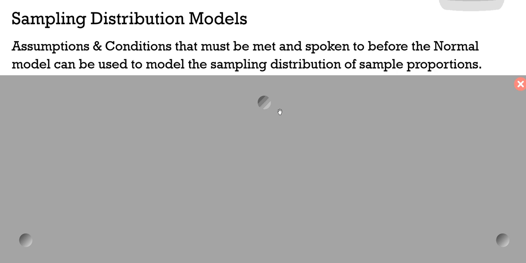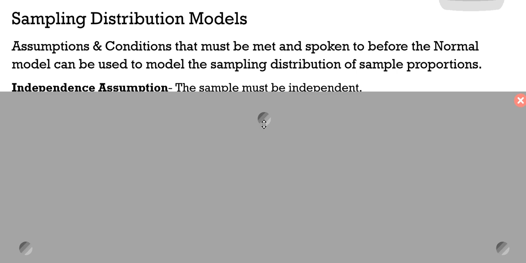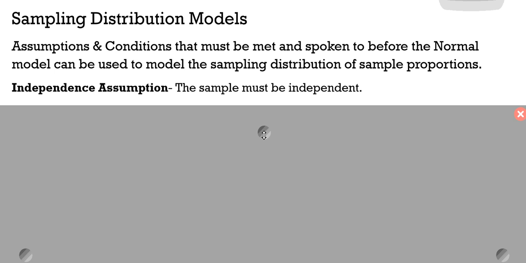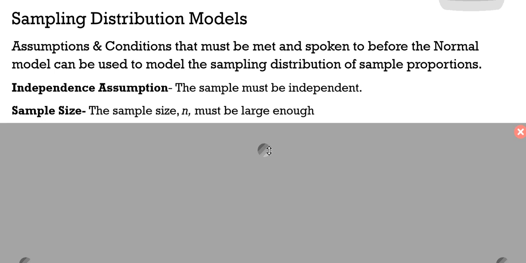And these assumptions and conditions are ones that we need to speak to. I need to see those on the test. I don't want to see them just written out, or named and then a check mark. That's not what we're looking for here. So assumptions and conditions need to be spoken to and met before you can use the normal model. One of them is going to look very familiar because we were just talking about it. We've got a couple of assumptions: the independence assumption and the sample size assumption.